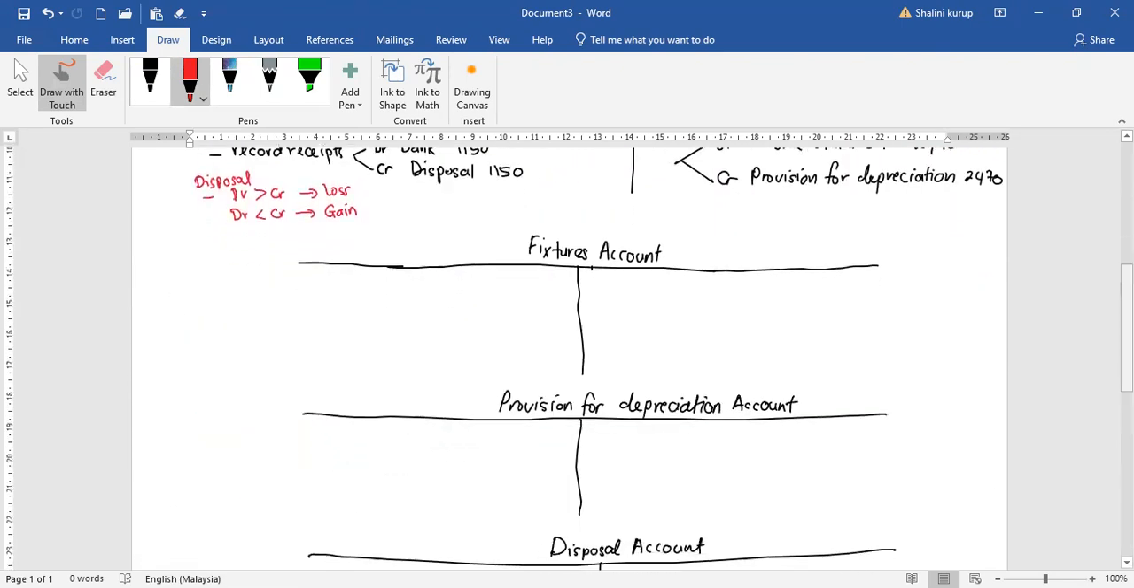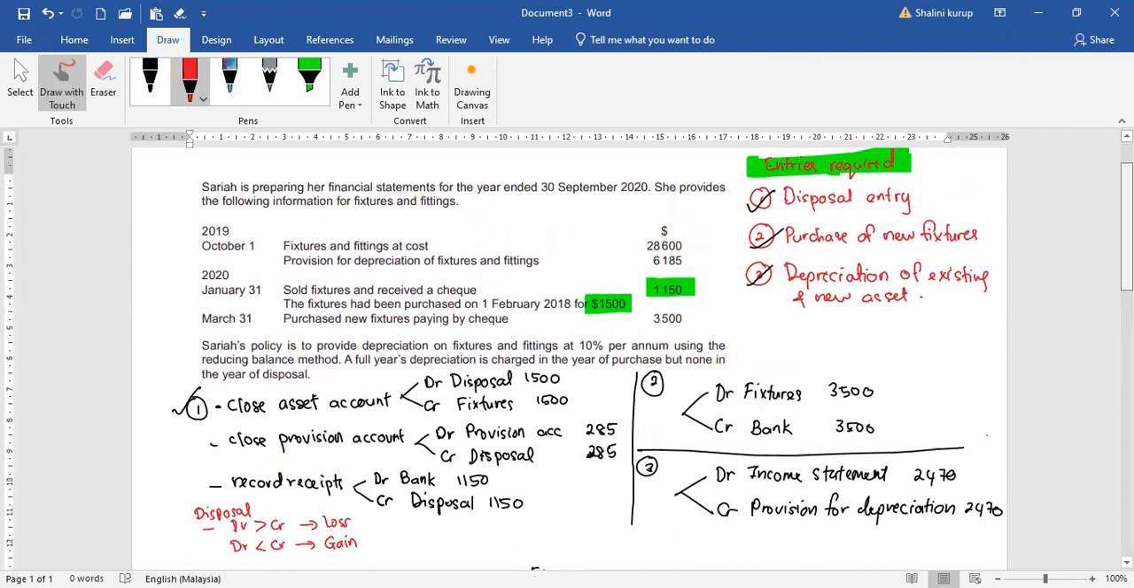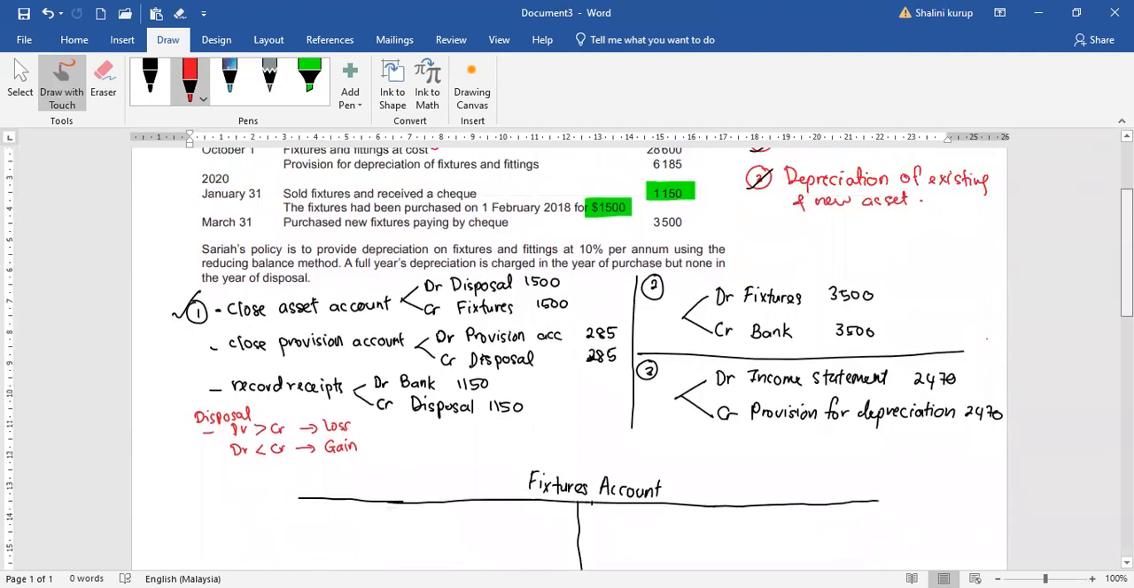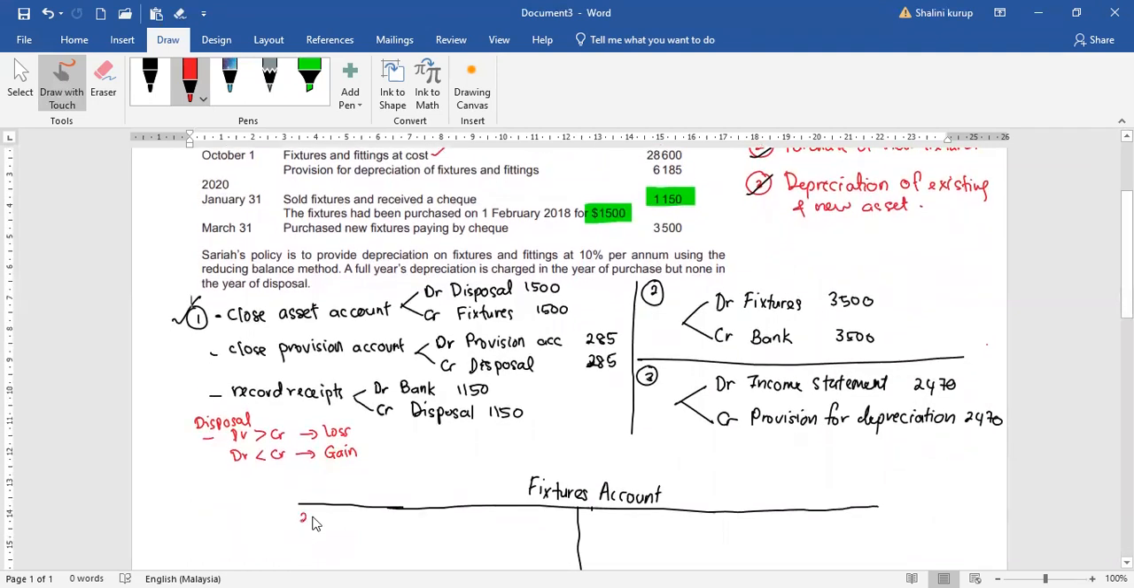Now let's go to the fixtures account. I've already drawn up the fixtures and the disposal accounts, so let's see how to do the entry. Now, 2019 October 1st, you have a balance. This is fixtures. Fixtures is an asset, so an asset is always a debit balance. So what you do is 2019 October 1st, you write here balance BD, and this will be 28,600. That's it.